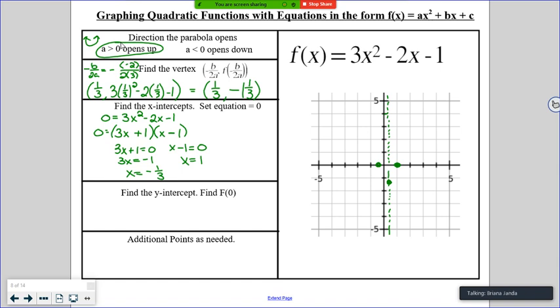Find my y-intercept, plug in 0. Zero minus 1 is negative 1. Again, I could reflect that. Equally spaced on either side of my axis of symmetry. Again, 5 points is enough. Go ahead and draw through our dots for your parabola.